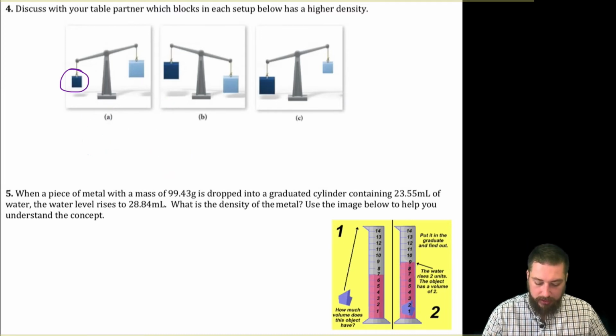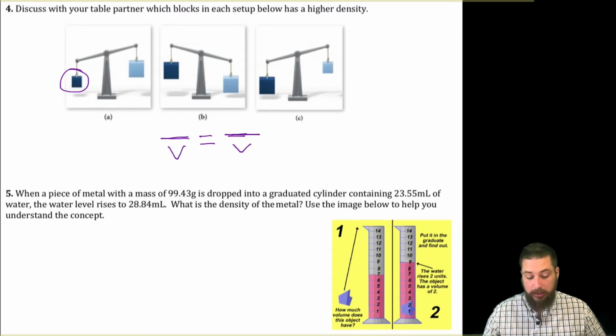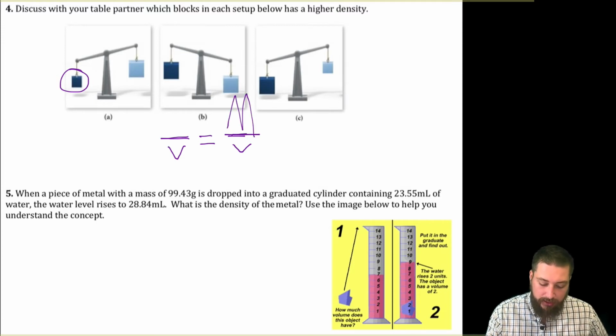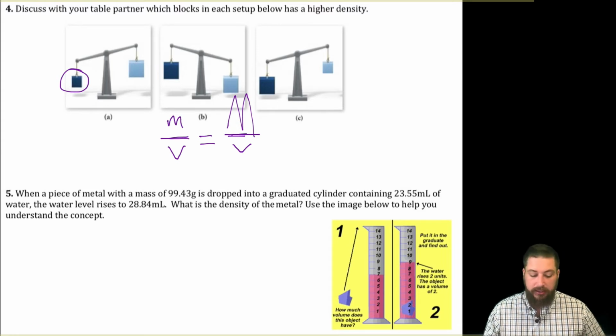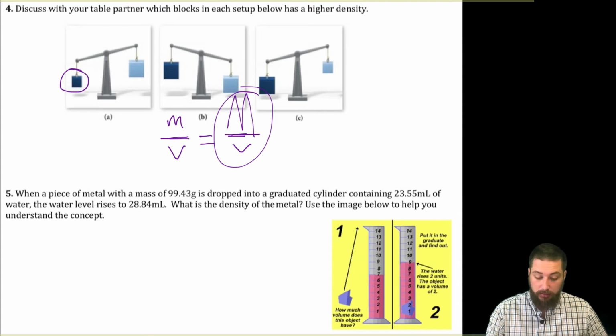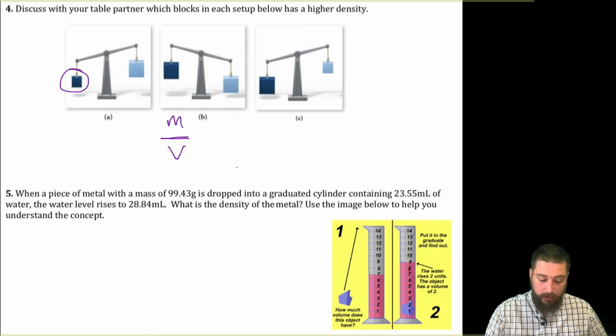So let's go ahead and take a look at this next situation here. If you take a look, their volumes are actually the same. They appear to be the same anyways. But the mass in this one is greater, and the mass in this one is smaller. And because of that, this is going to have a greater density. So we can determine that the one on the right has a greater density.